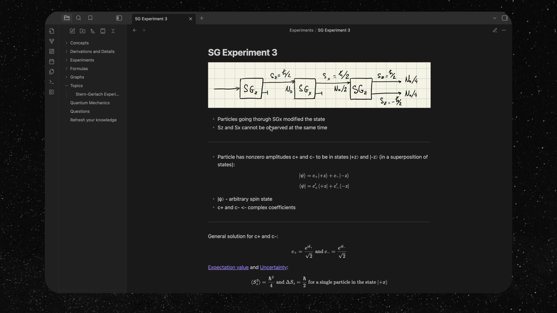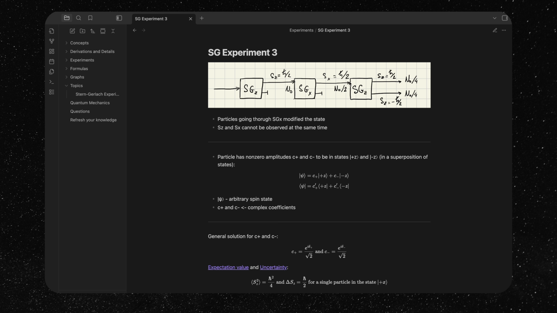Third experiment. This is a longer one. We put an SGX device in between two SGZ devices. We start with spin-up atoms from the first SGZ device. We filter again, taking only spin-up from SGX and send them into a second SGZ device. We might expect them to all still be spin-up because the ones that entered the SGX device right here are all spin-up. But no, they come out indeterminate again.